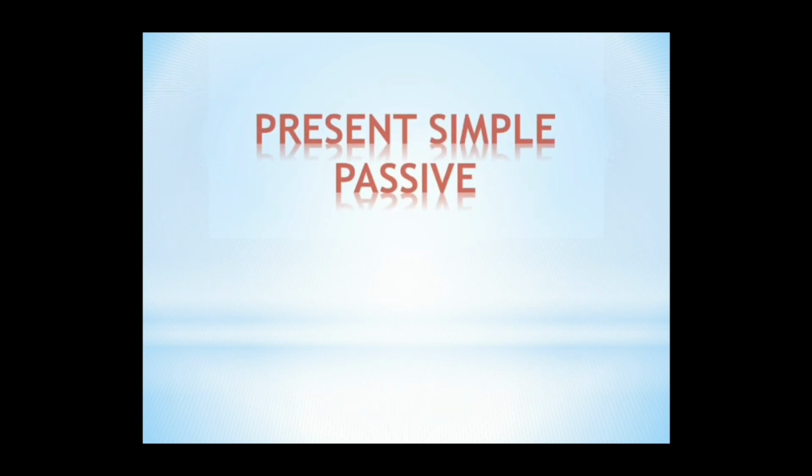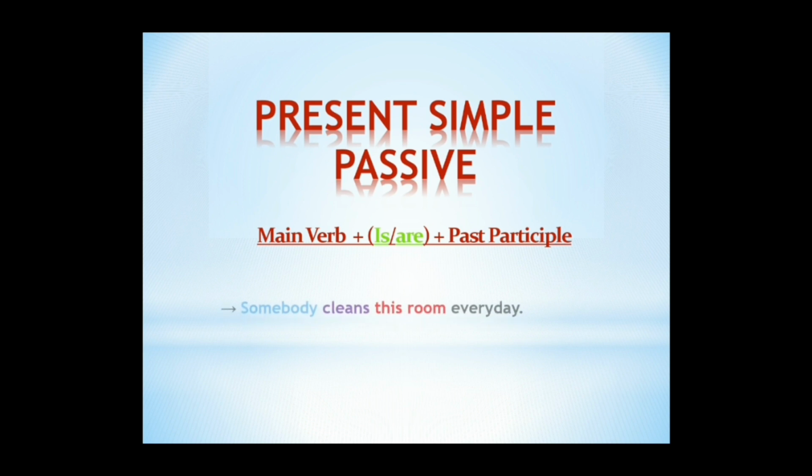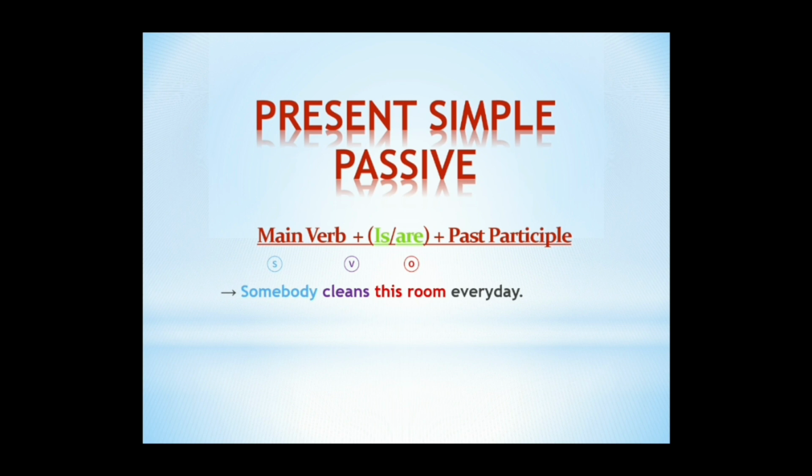Okay. Now, the present simple passive. I put the rule here to make you remember it. We put the main verb followed by is or are, then you put the past participle of the verb. Somebody cleans this room. Somebody is the subject, cleans is the verb, this room is the object.